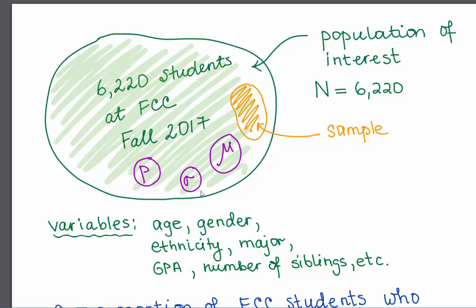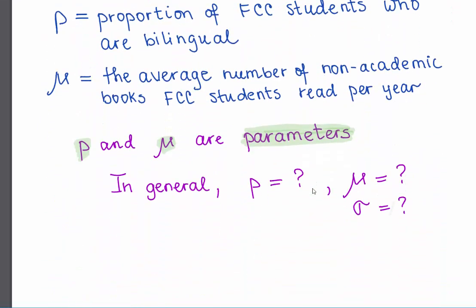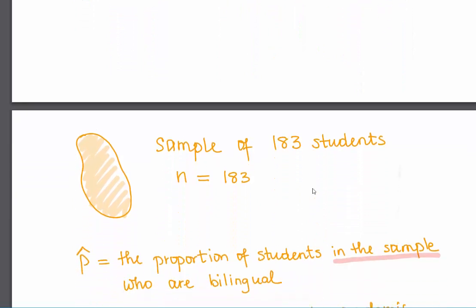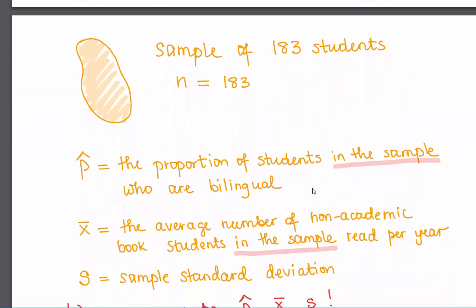That's what a census is, right? A census is a collection of data from the entire population. If I want to know something about the population, I actually don't need to ask every single subject in that population. So what I'm going to do is take a sample. I'm taking a sample from this population, and I could take a simple random sample in many different ways, using a random number generator. But let's just say I've taken a simple random sample of 183 students.